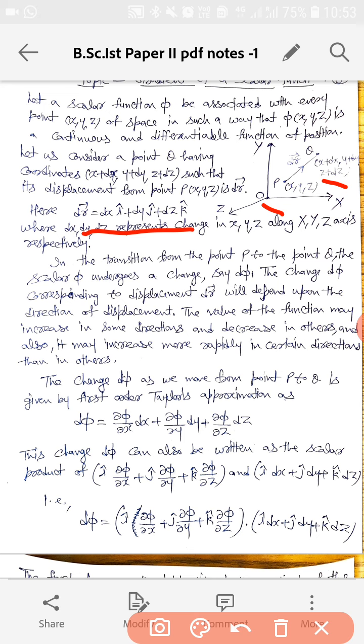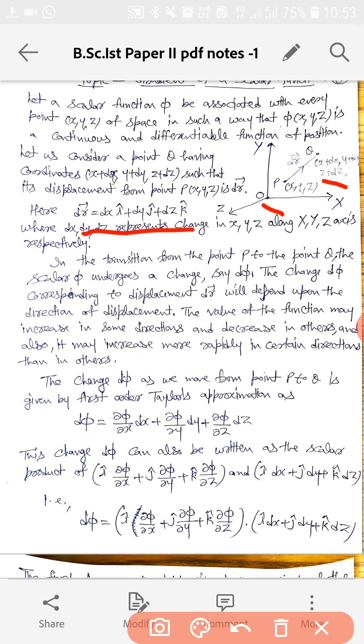where dx, dy, dz represent the changes in x, y, and z along the coordinate axes X, Y, and Z. So in this transition from the point P to the point Q, the scalar function undergoes a change. The value of phi will get changed because we have changed the position from P to Q, and the change in phi will correspond to this displacement and it will depend upon the direction of displacement.